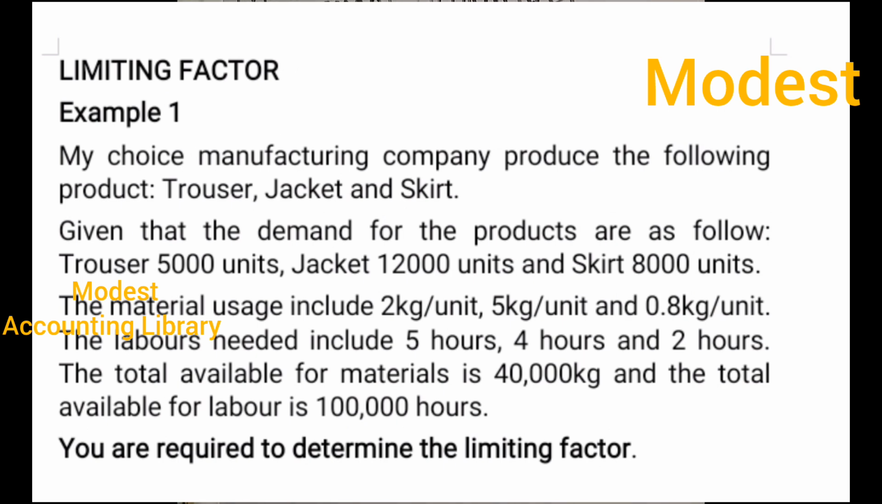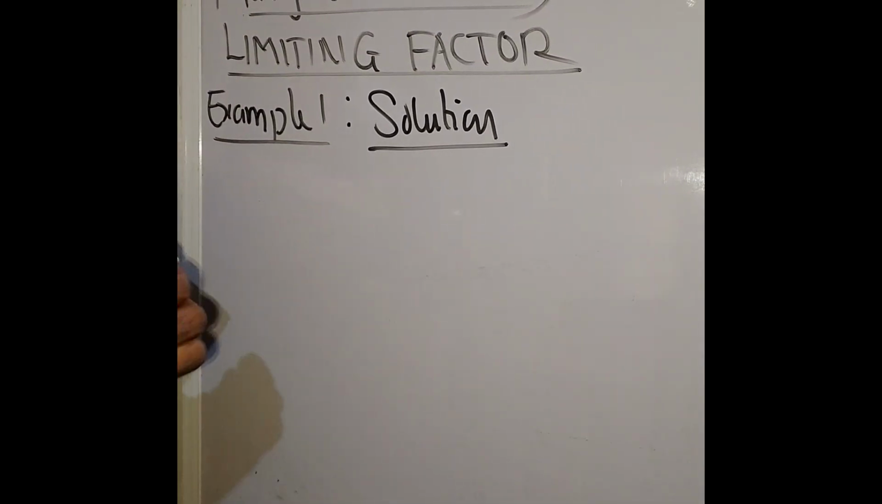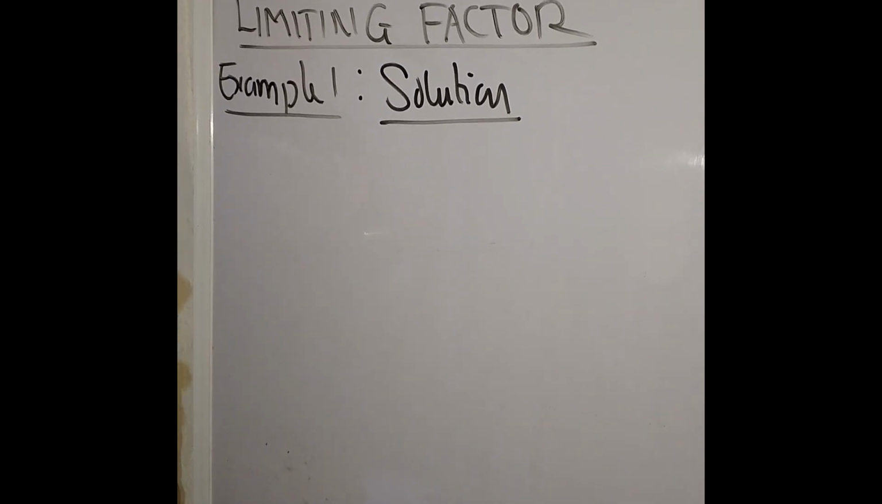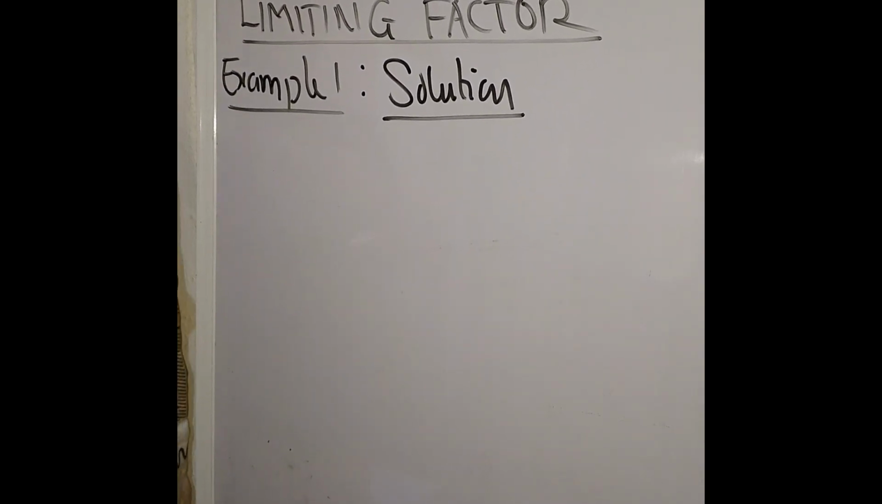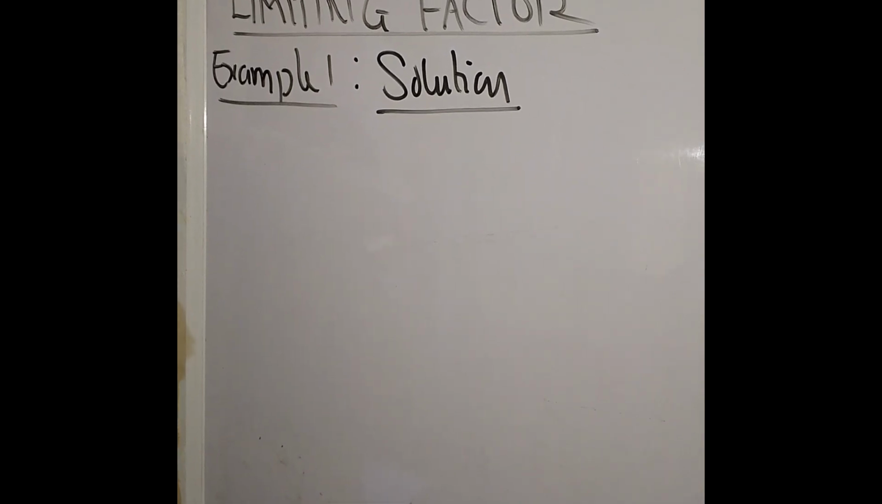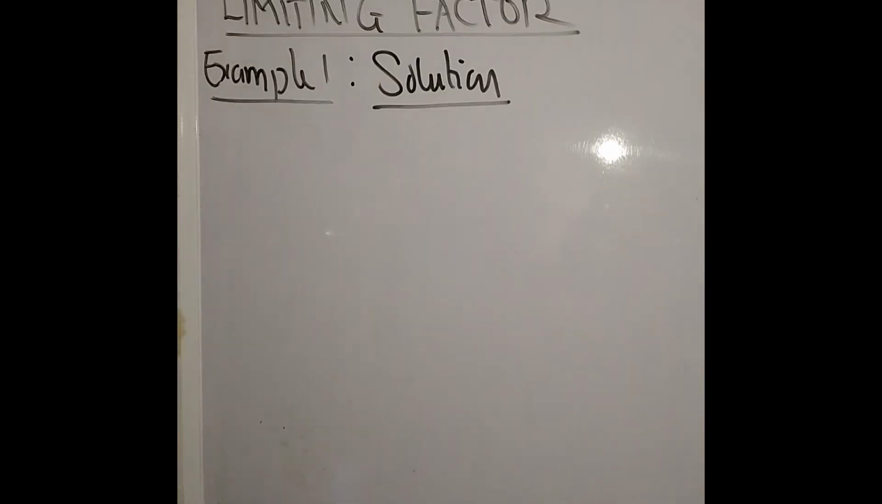So this is the first illustration. Your understanding of the solution of this first question will go a very long way while we are solving the subsequent examples. The question says that My Choice Manufacturing manufactures 3 products. And what are the 3 products? The 3 products are trouser, jacket, and skirts. Don't forget that I have given us the steps to solving problems under limiting factor.